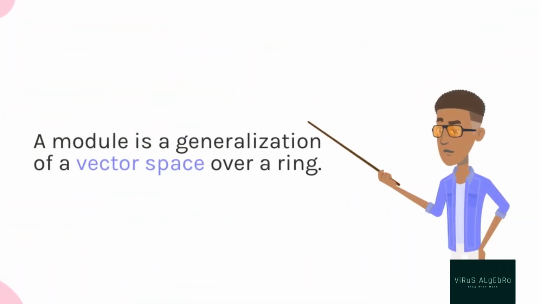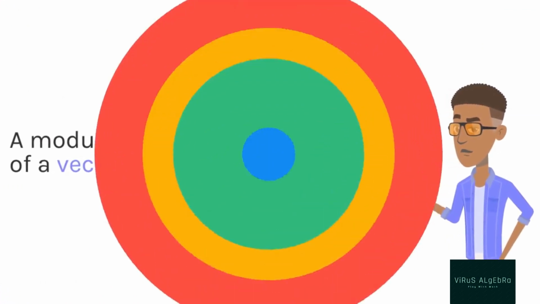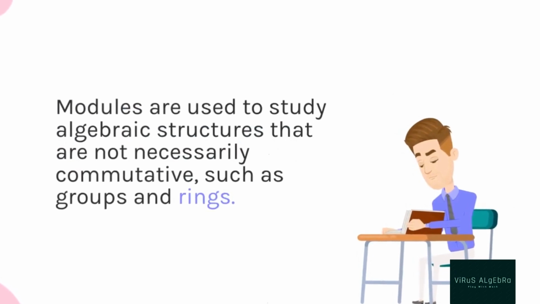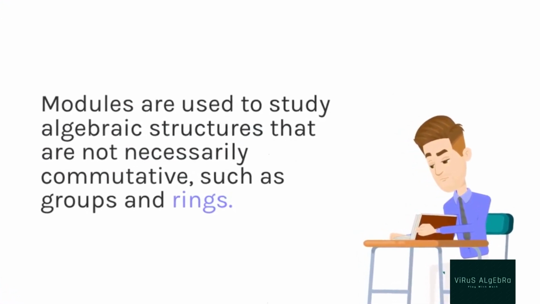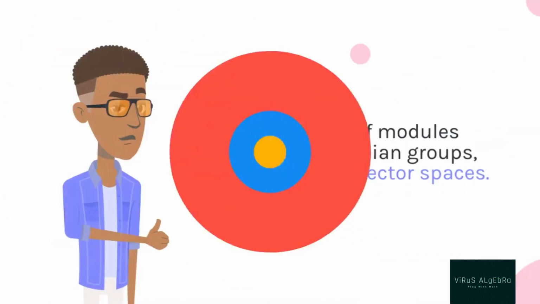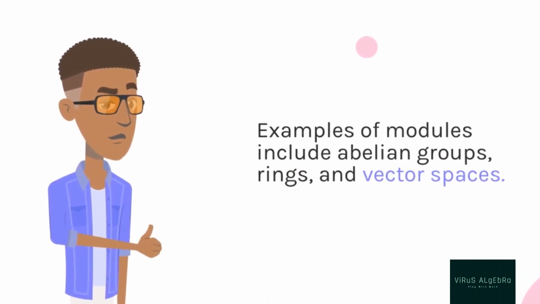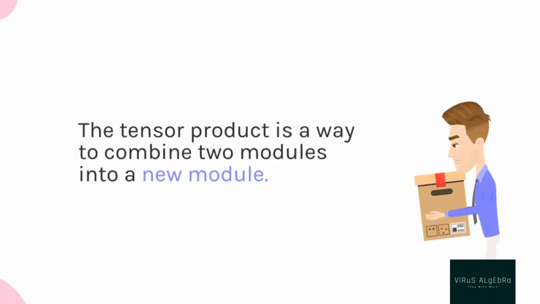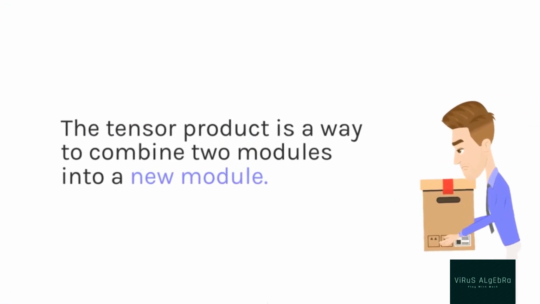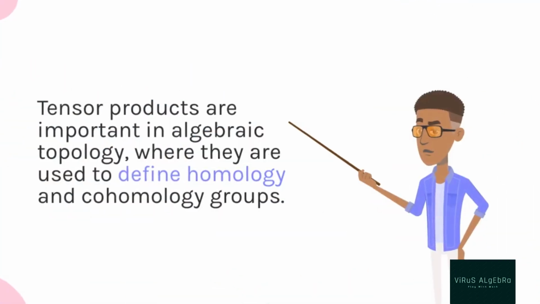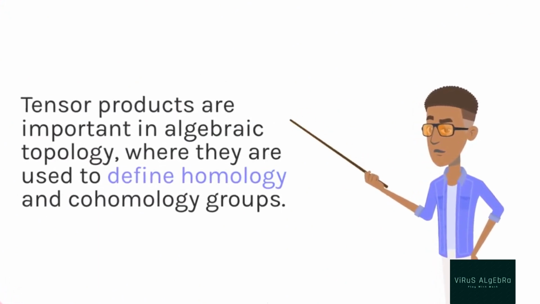A module is a generalization of a vector space over a ring. Modules are used to study algebraic structures that are not necessarily commutative, such as groups and rings. Examples of modules include abelian groups, rings, and vector spaces. The tensor product is a way to combine two modules into a new module. Tensor products are important in algebraic topology, where they are used to define homology and cohomology groups.